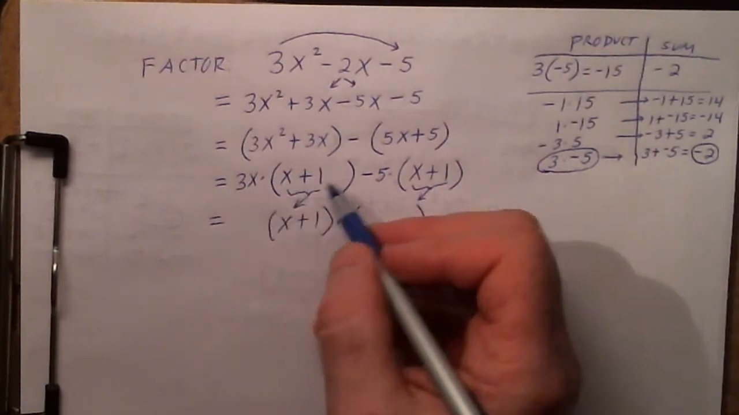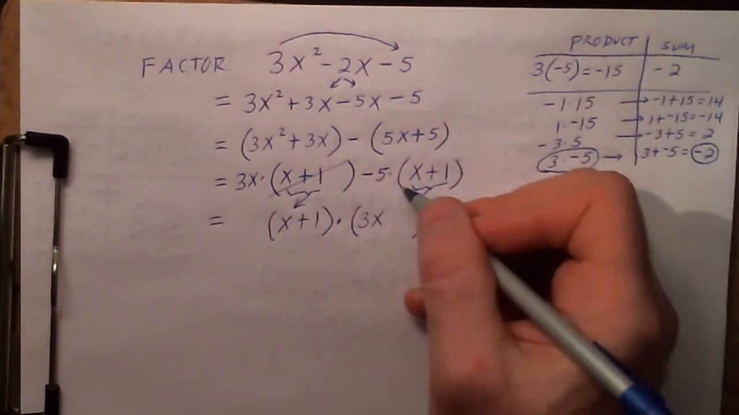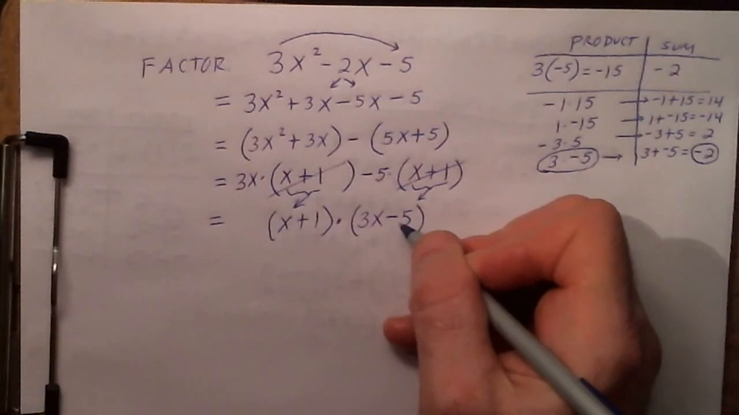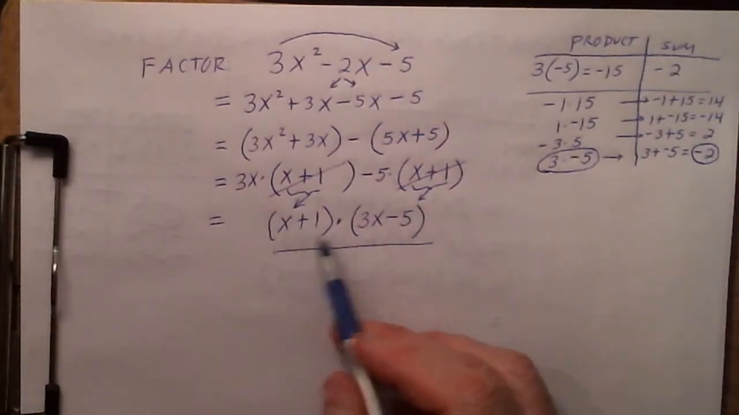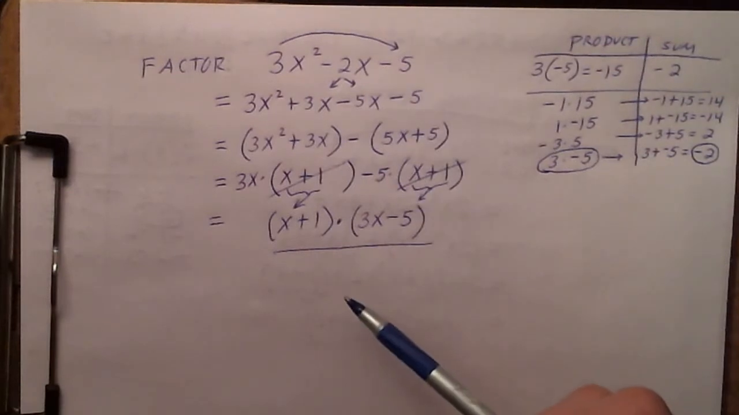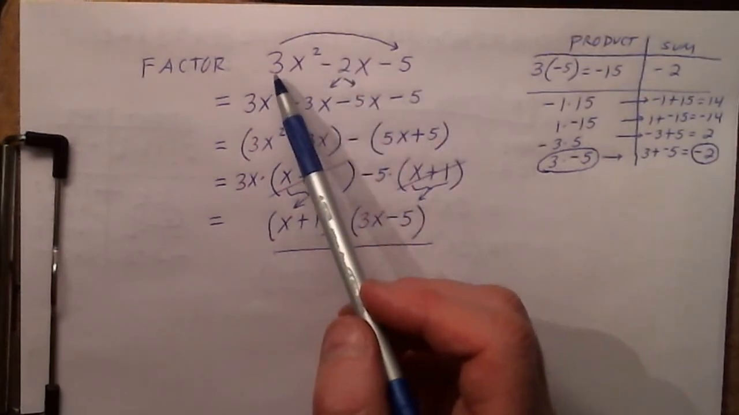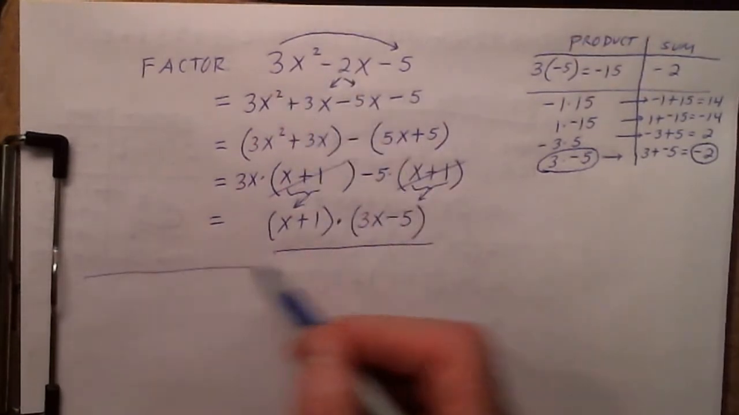When you factor the x plus 1 out of the first term, you leave behind 3x. When you factor it out of the second term, you leave behind the minus 5. And we are done. This is the correct factorization of this trinomial above here. Again, this entire procedure is called the grouping method for factoring difficult types of trinomials, ones where the leading coefficient is not 1.